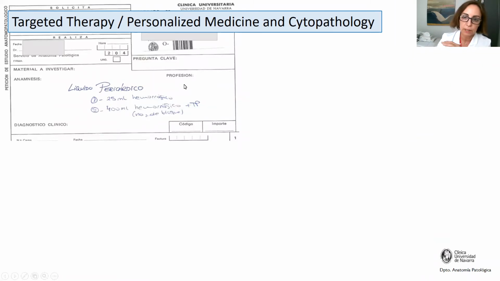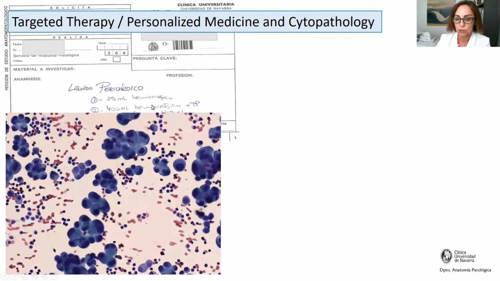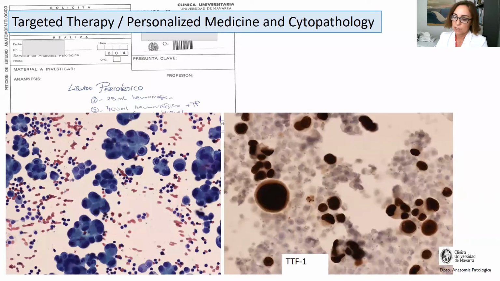This is in Spanish for sure, but I'm going to translate this big amount of clinical information. As you can see here, it is pericardial fluid, and we received 425 mL of hemorrhagic fluid. This is the Papanicolaou smear of the fluid. We can see these cells and these mesothelial cells here and here too. But because we have to review, of course, the clinical chart of the patient, we decided to perform TTF1, and TTF1 has a nice nuclear positivity. We made, of course, a cell block.